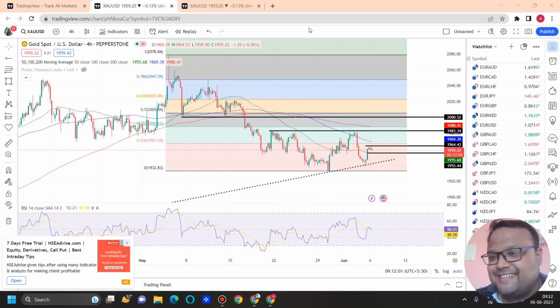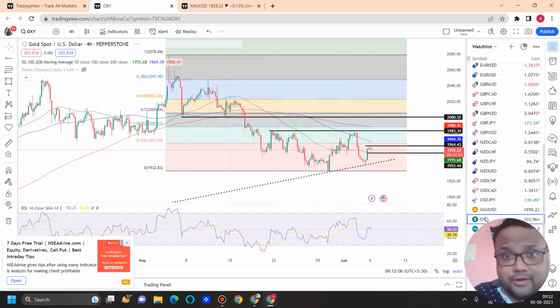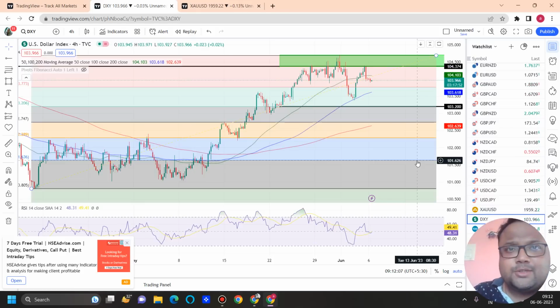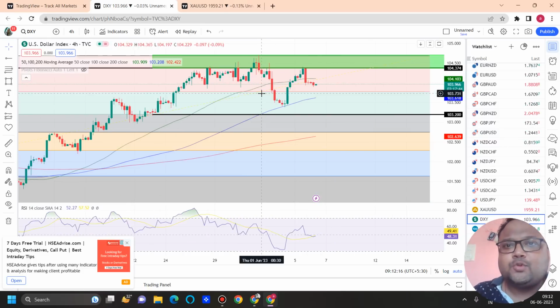So let's get started. My dear friends, this is the 4-hour chart of gold USD in front of us. Yesterday I was busy, so I could not bring any videos. So let's look at the market for today. First of all, let's look at the US dollar index, DXY.